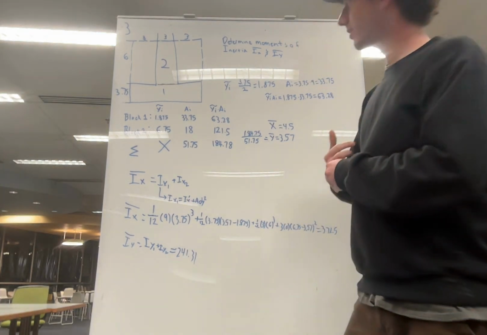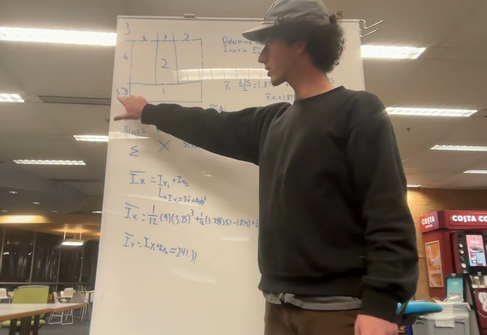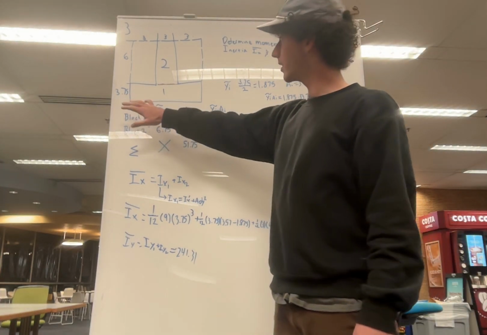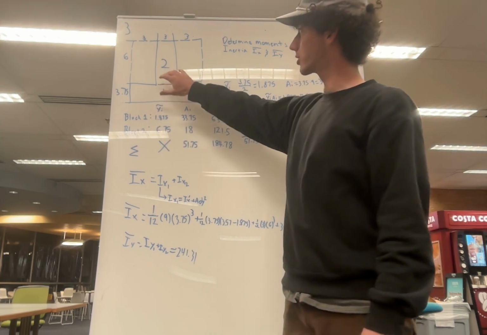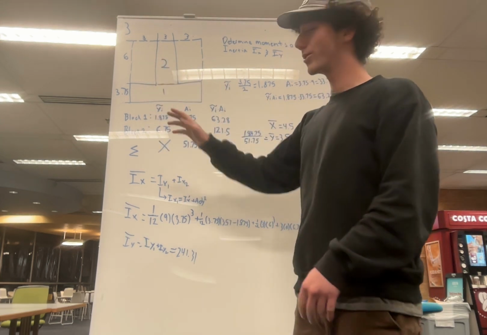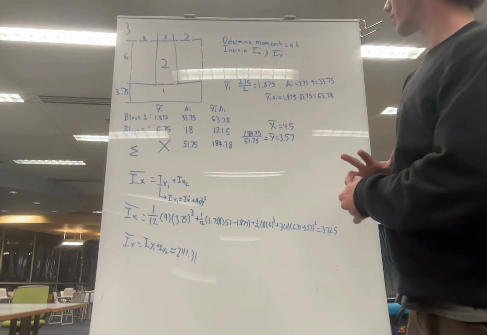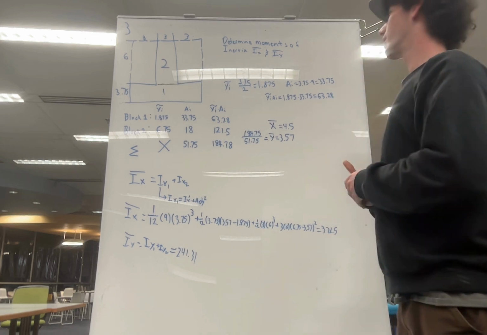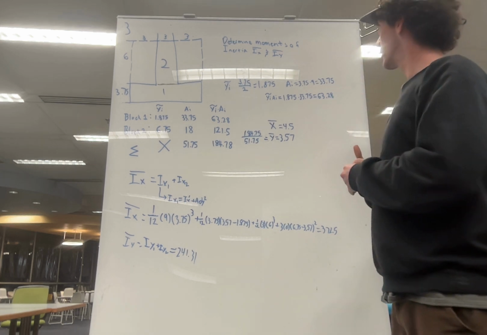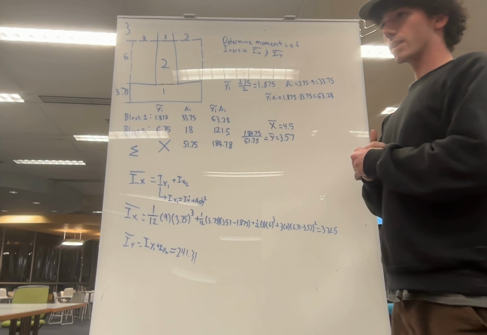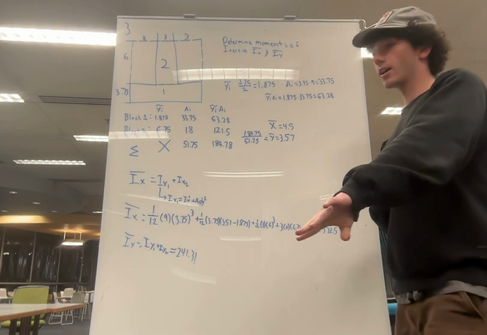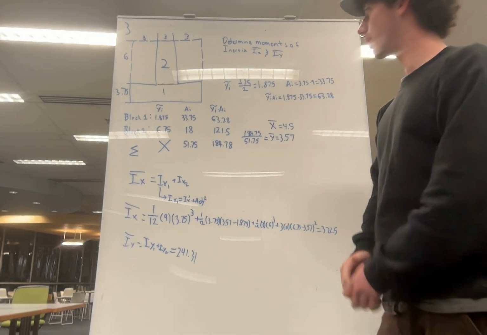So the dimensions of box 1 will be 3.75 high and 9 wide, and for box 2, 6 high and 3 wide, sorry. And we will approach this first by finding their centroids, which you need for the parallel axis theorem. But we'll get to that later.